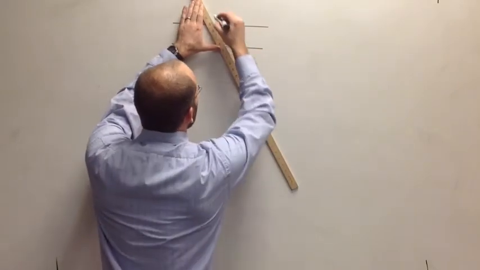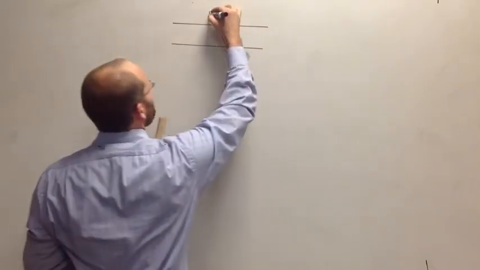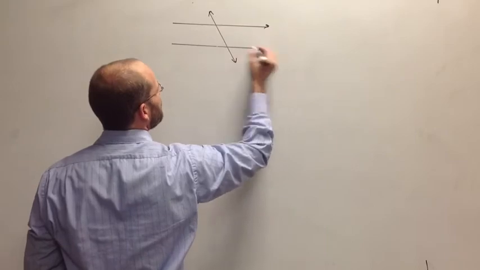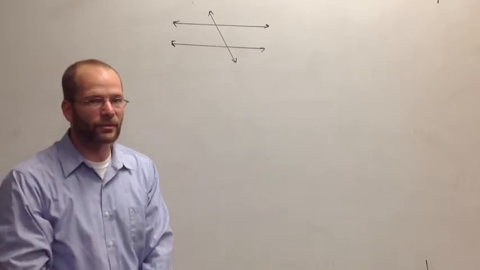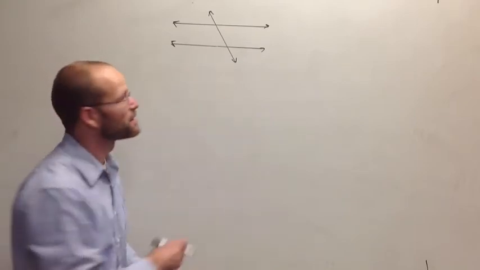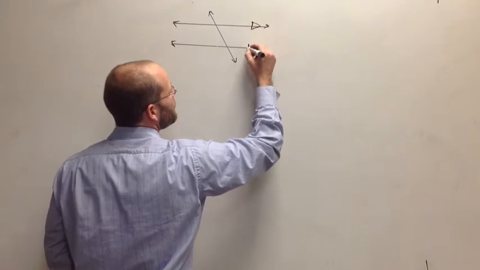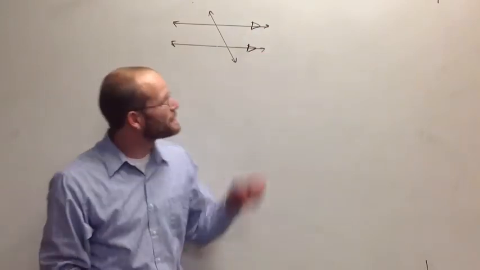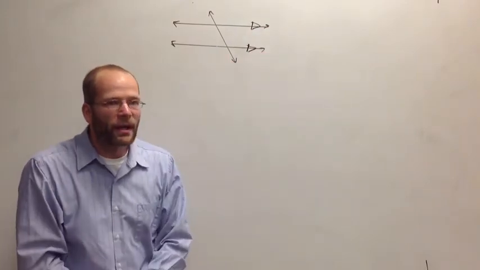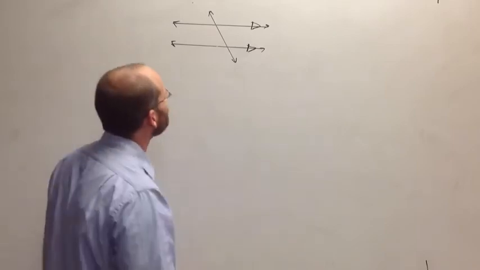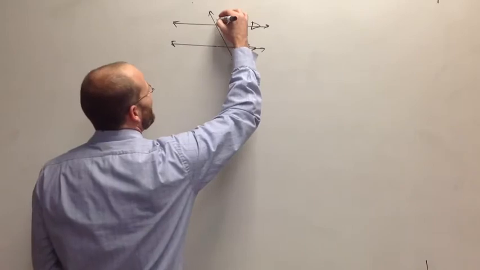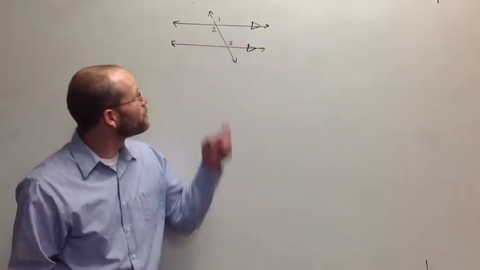Construct a diagram in which to work, where the hypothesis of the rule is true. In order for the hypothesis of the rule to be true, we need a transversal that intersects two parallel lines. And there we go. So here's the hypothesis of the rule. We want to see if we can prove that this particular theorem works every time. To do that, I'll just number some angles in here. Here we have angles 1, 2, and 3.